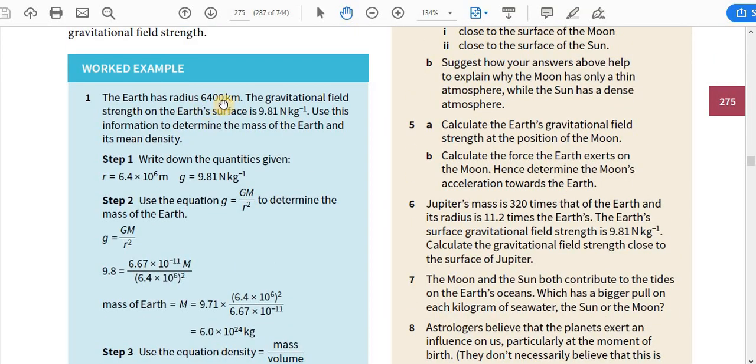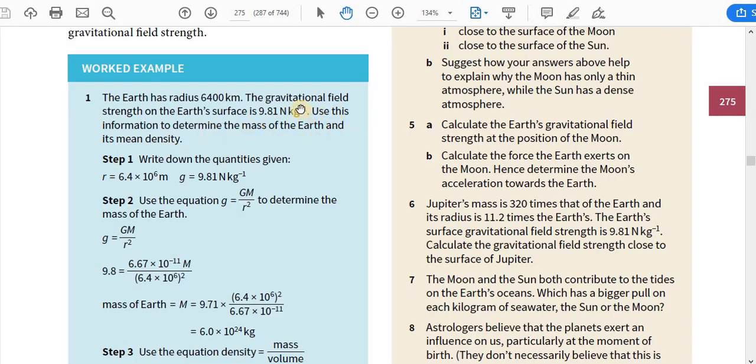The earth has a radius 6,400 kilometers. The gravitational field strength on the earth's surface is 9.81 newtons per kilogram. By the way, you don't need to memorize this value. It will be given to you, but again, when you do a lot of questions, you will automatically memorize this, because these questions involve using the radius of the earth. Because when we take the distance between the center of the earth and object, you may have to consider the radius of the earth, which is from the center of the earth to the surface of the earth, then the distance from the surface of the earth to the particular object, center of mass.